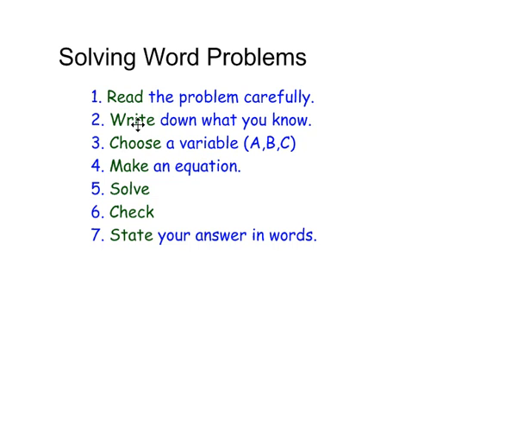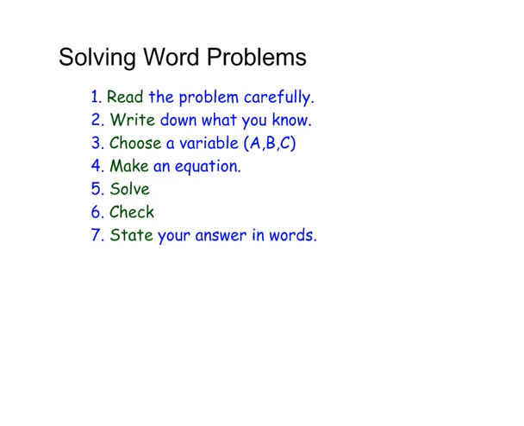Number two, write down what you know. That's really important. Write it down. Number three, choose a variable such as a, b and c. Remember, we're dealing with equations. Number four, make an equation, so something you can solve. Number five, obviously solve. Number six, very important, check that the actual solution works. And number seven, state your answer in words.